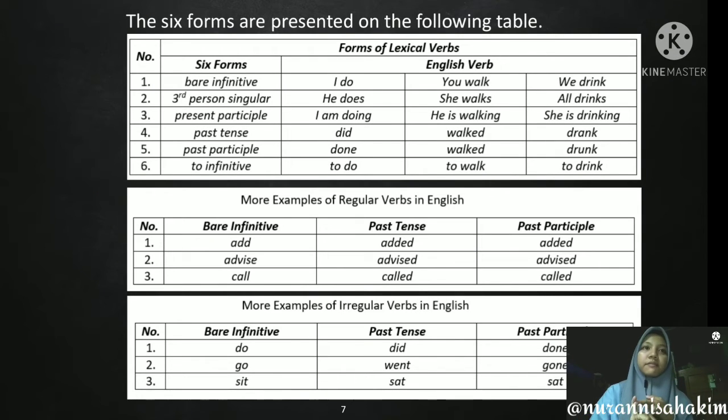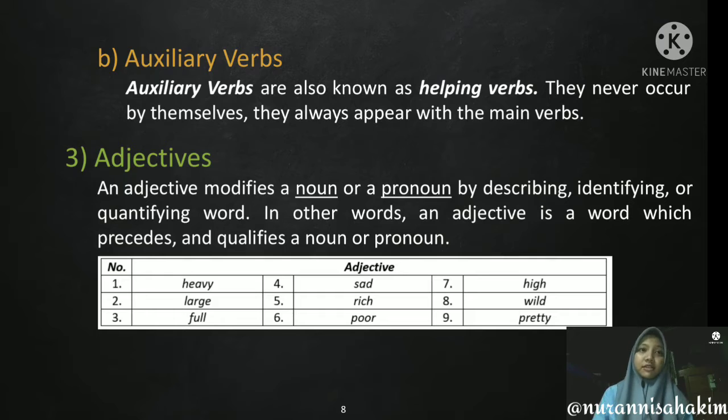There are bare infinitive, third person singular, present participle, or also known as verb ing, past tense or verb 2, past participle or verb 3, and to infinitive, such as to do, to walk, to drink, to eat, to talk, and etc. Now, lexical verbs can also be divided into two types, as we know that verbs include regular verbs and irregular verbs. B. Auxiliary verbs. Auxiliary verbs are also known as helping verbs. They never occur by themselves, they always appear with the main verbs.